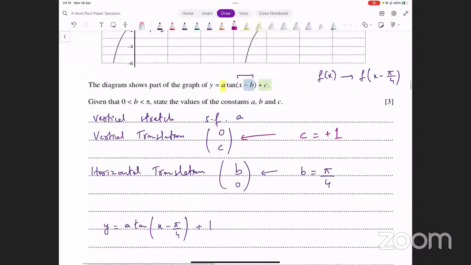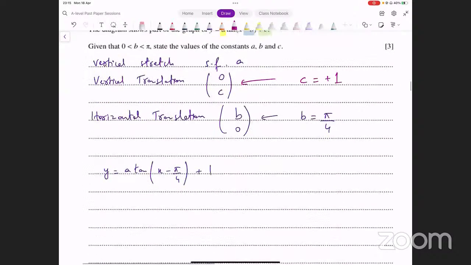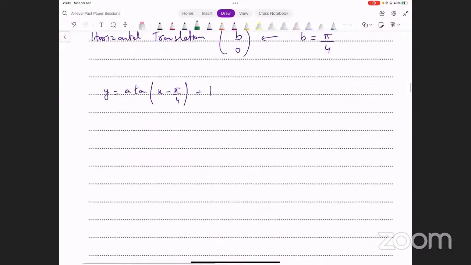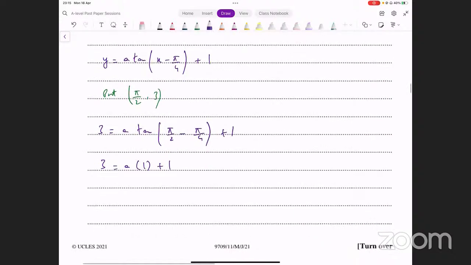Let's say मैं ये point ले लेता हूँ pi/2 वाला. What does that give me? pi/2 and 3. इसके अंदर input कर देते हैं. So we are inputting pi/2 and 3. What does that give us? That gives us 3 equals a into tan of (pi/2 minus pi/4) plus 1. Just evaluate this and see what you get. 3 equals a into tan of pi/4, which is going to be 1, plus 1, and the value of a turns out to be equal to 2.